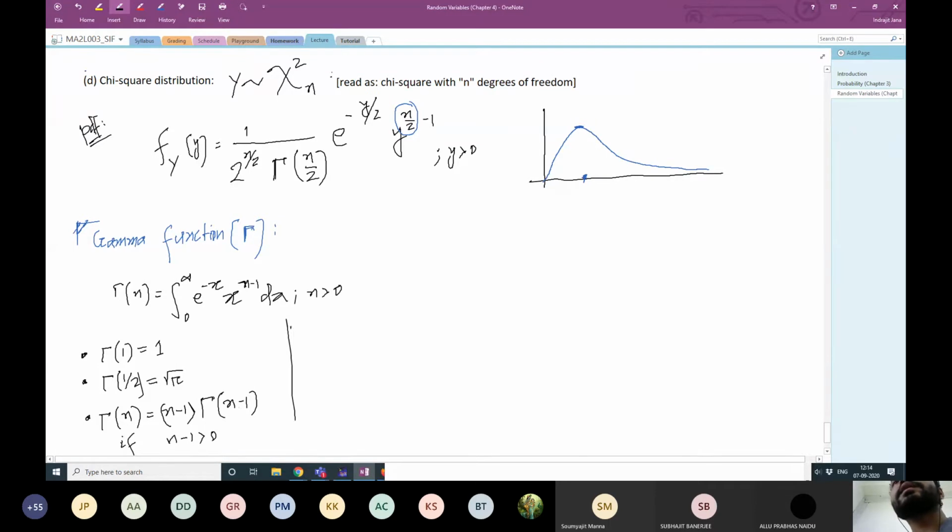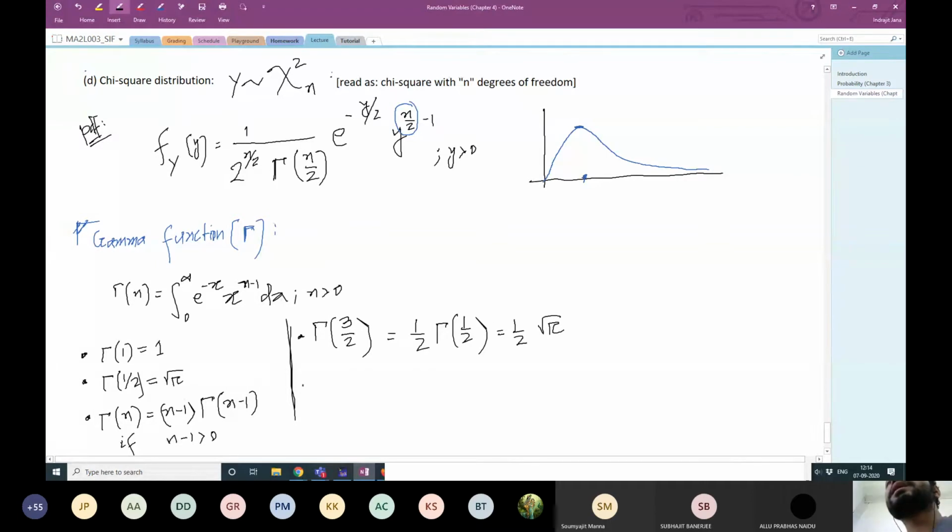So for example, if I ask what is the value of gamma 3/2, by the last formula, gamma 3/2 is going to be 3/2 minus 1, which is 1/2, times gamma of 3/2 minus 1, which is gamma 1/2, and that is 1/2 square root of pi. Okay. So for example, if you are doing chi-square with 3 degrees of freedom, you will have gamma 3/2. So gamma 3/2 is going to be this quantity.